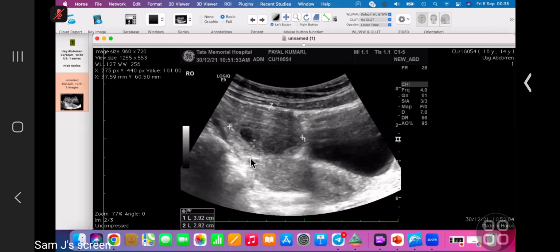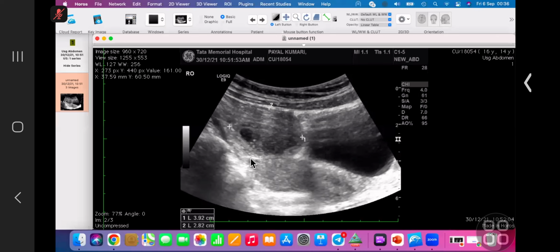So in my routine practice, I will ask to do a beta HCG test to rule out if there is any history of pregnancy or not. If it is positive, because this sac is seen outside the uterine cavity, I will think about ectopic pregnancy. Beta HCG is negative, and also pregnancy test is also negative.